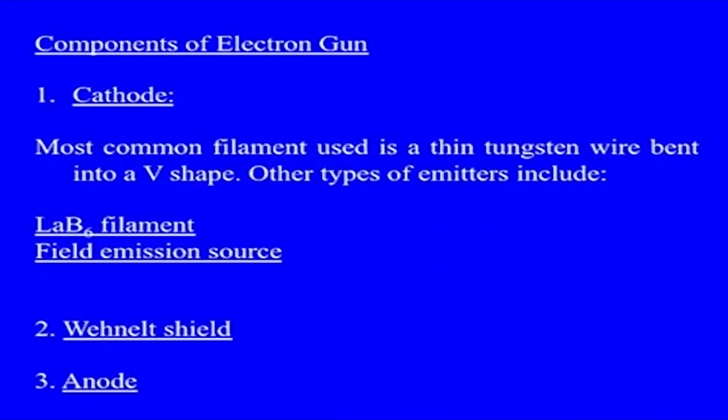So, you would have to have better vacuum, but this is a much better emission source as compared to a simple tungsten filament. There is another, better source than lanthanum hexaboride and simple tungsten filament, that is called a field emission source. You must have heard about field emission electron microscopes.